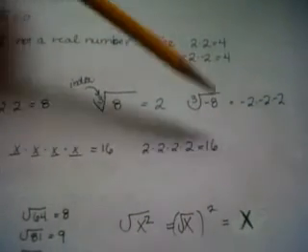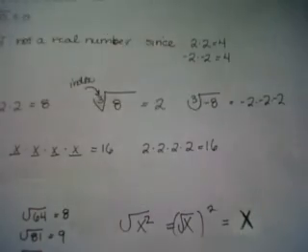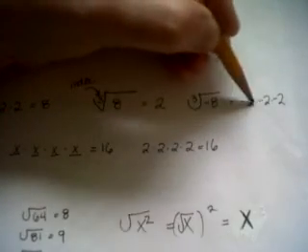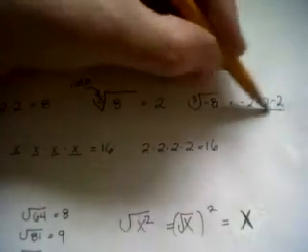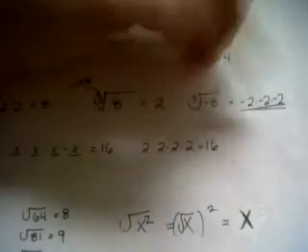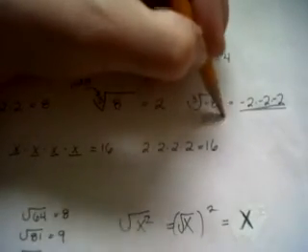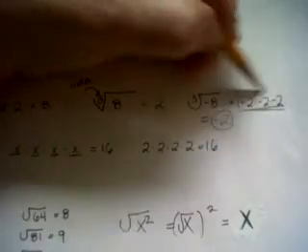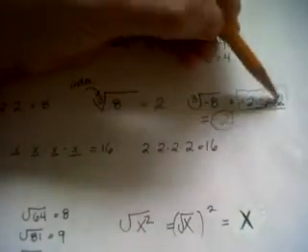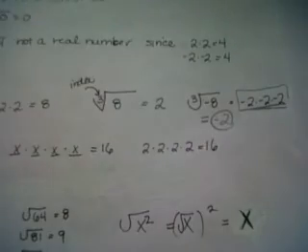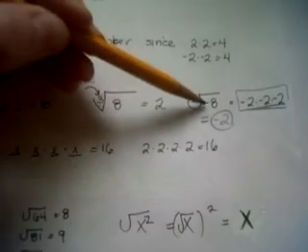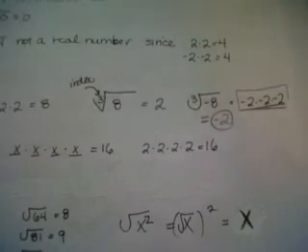Now let's take a look at what the cube root of negative 8 would be. So I'm trying to find what times itself 3 times is equal to a negative 8. Well, that answer will be equal to a negative 2, because I can go negative 2 times negative 2 times negative 2, and that would give me a negative 8. So the cube root of a negative 8 is a negative 2.